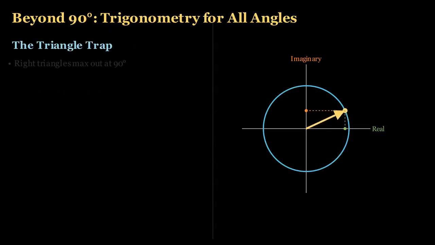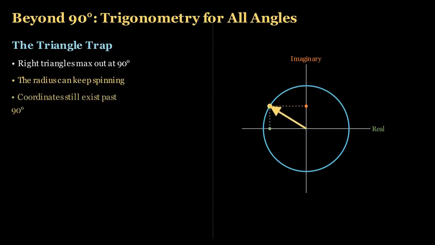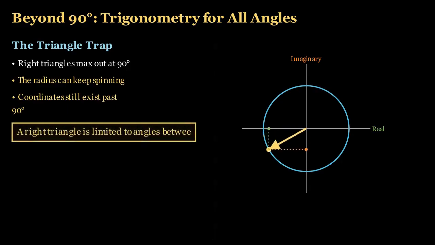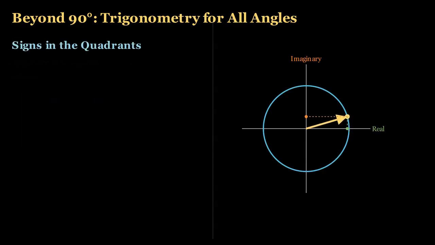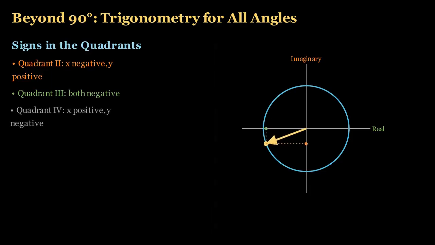We just used SOHCAHTOA inside a right triangle. But a triangle can't have a 120 degree angle, the radius can. The point's coordinates don't disappear, they just move into new quadrants. As the point swings past 90 degrees, its x-coordinate, cosine, becomes negative. Sine stays positive until 180 degrees. In the third quadrant both are negative, and in the fourth, sine flips negative while cosine recovers.